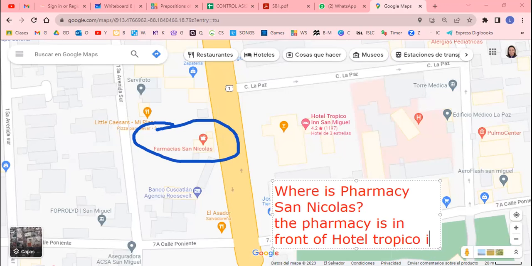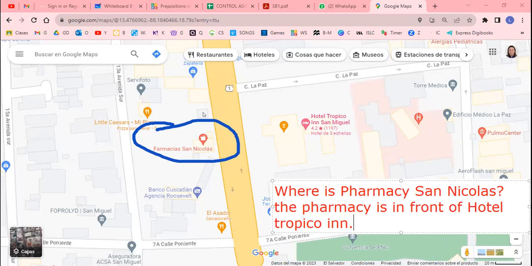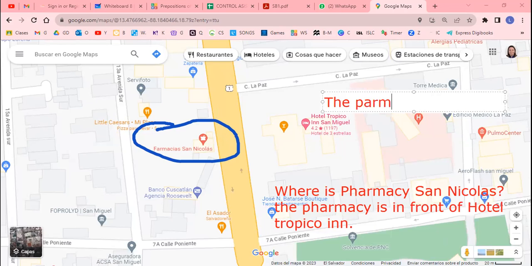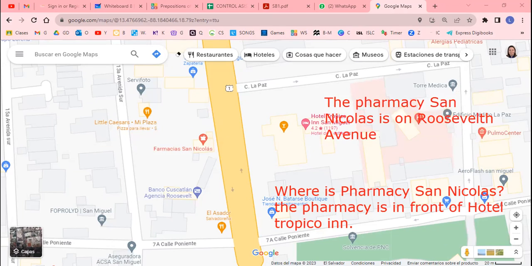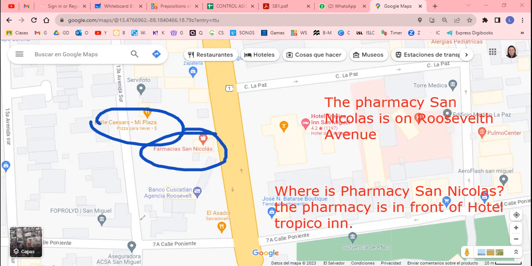Ajá, Tropico Inn. Otra forma que pudieran decir, where is the pharmacy San Nicolás? The pharmacy San Nicolás on the Roosevelt Avenue. Is on Roosevelt Avenue. Excellent. What about, está a la par de Little Caesars, ¿verdad? Que dice aquí, por acá está. Entonces, ¿cómo sería? No, está a la par, pero igual vamos a pensar que está a la par, ajá. The Farmacia San Nicolás next to Little Caesar. Exactly. Very good. So, yeah, depends, right?